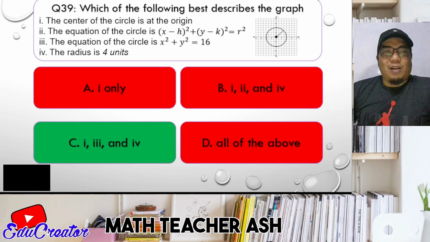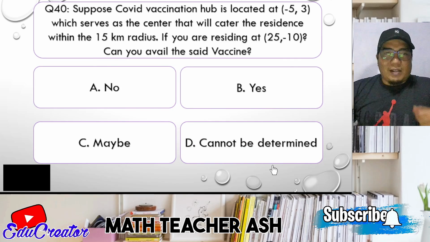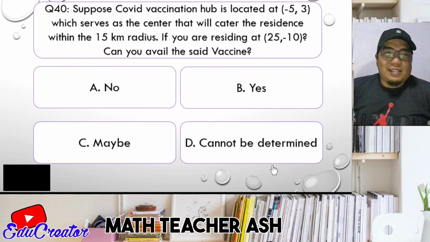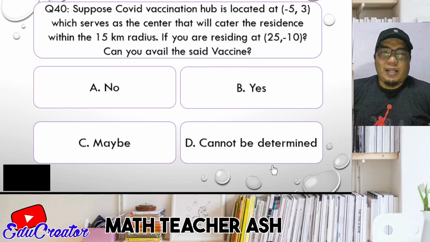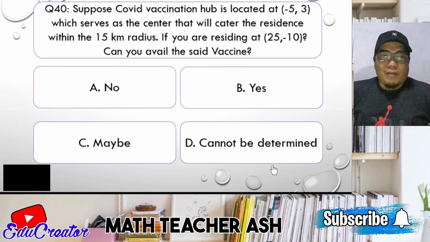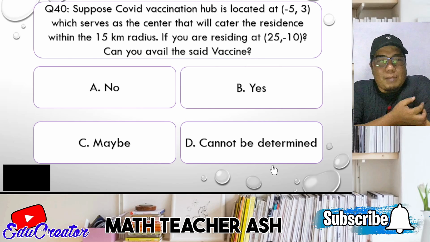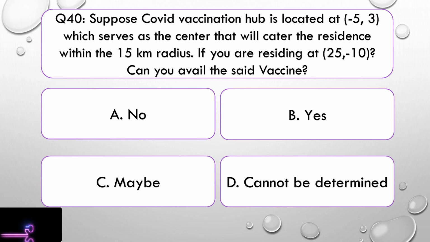My dear math learners. Now, let us go to the last question of our reviewer series. Suppose COVID vaccination hub is located at (-5, 3), which serves as the center that will cater the residents within 15 kilometers radius. If you are residing at (25, -10), can you avail the said vaccine? Okay, is it A, no, B, yes, C, maybe, or D, cannot be determined? I'll give you 5 seconds to answer this question.